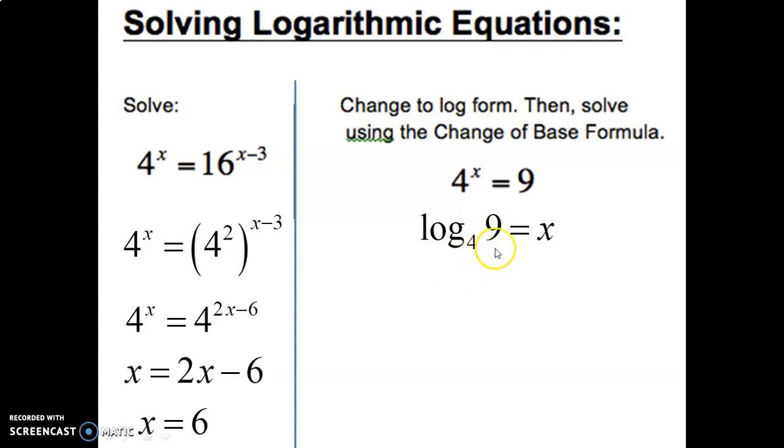And the reason is only because sometimes it's easier to deal with a base other than 4, right? A base of 10, for example, is easy to deal with or easy to punch in your calculator. But if you do have a calculator that can change bases, like you can put a 4 as your base, then calculating this is easy, right? You can do that. But let's try through the change of base.